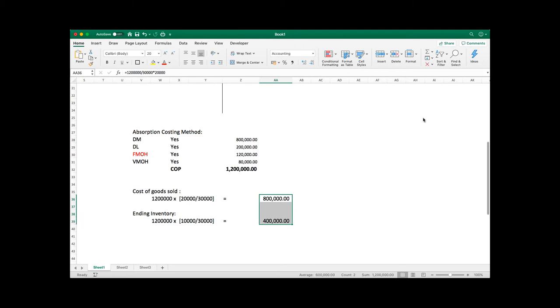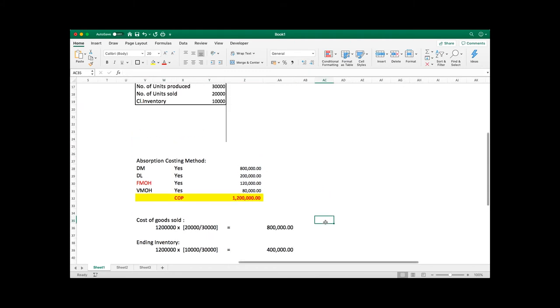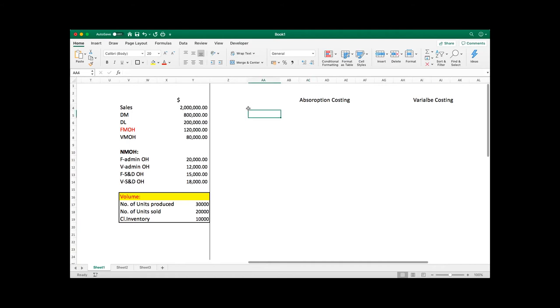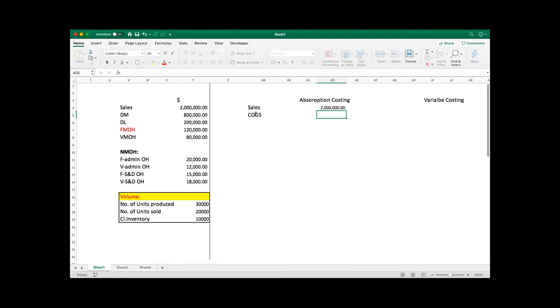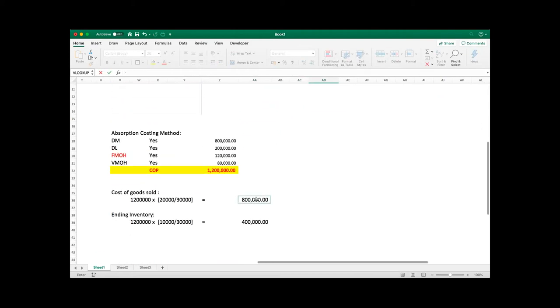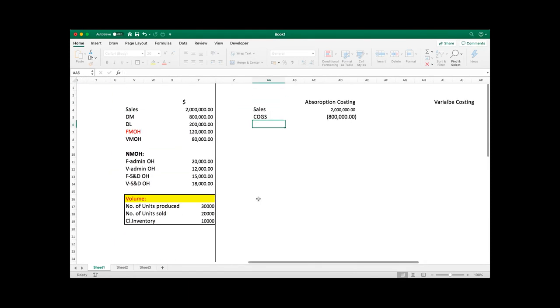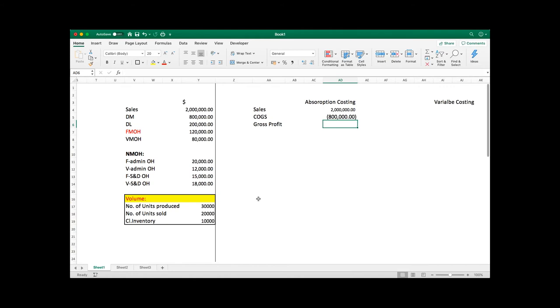And now ending inventory. 10,000 is the number of units you have in ending inventory, whereas 1.2 million is the amount you spent on producing these 30,000 units. Therefore, your ending inventory value is going to be, 10,000 units times the cost per unit, which will give you 400,000. You can even cross check here. Cost of goods sold is 800,000 and ending inventory is 400,000, which is matching with your cost of production of 1.2 million.